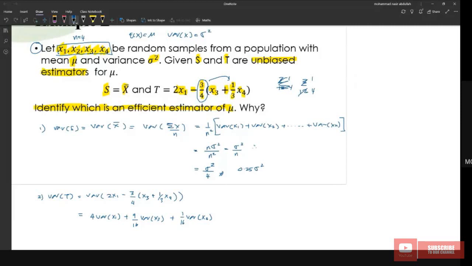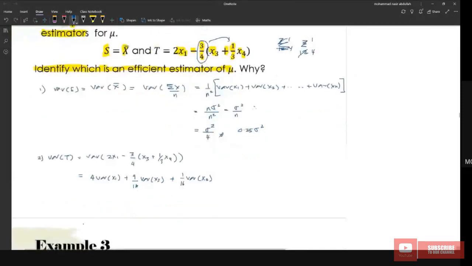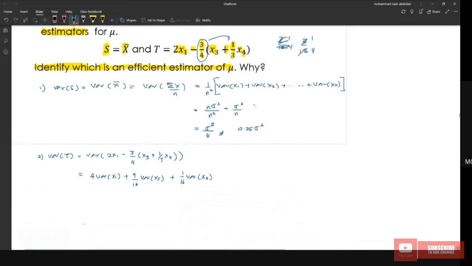So this one should be 4 sigma squared plus 9 over 16 sigma squared plus 1 over 16 sigma squared. So this one should be equal to 37 over 8 sigma squared, right?